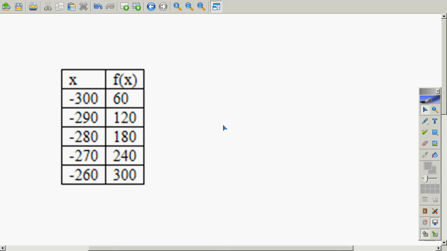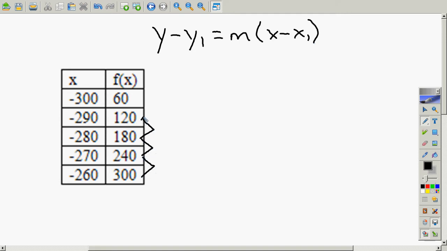So here we have another table, and again it would make sense to do this one in point slope form because again we don't have the 0. So again we're going to use y minus y1 equals m(x minus x1). Okay? And we are just going to pick a point, but the first thing we need to do is always find the rate of change and just confirm that this is linear.